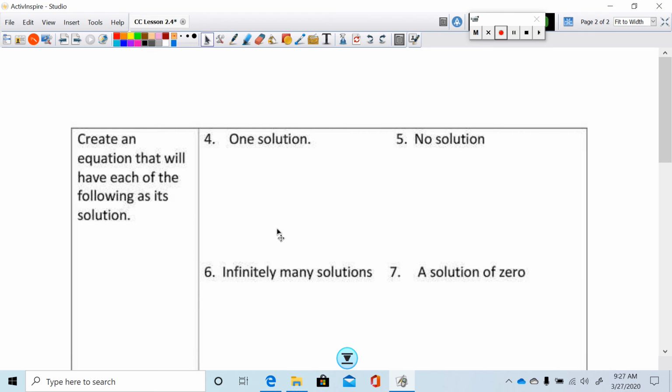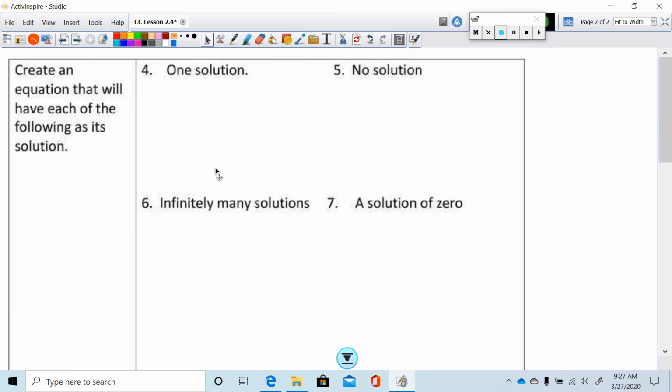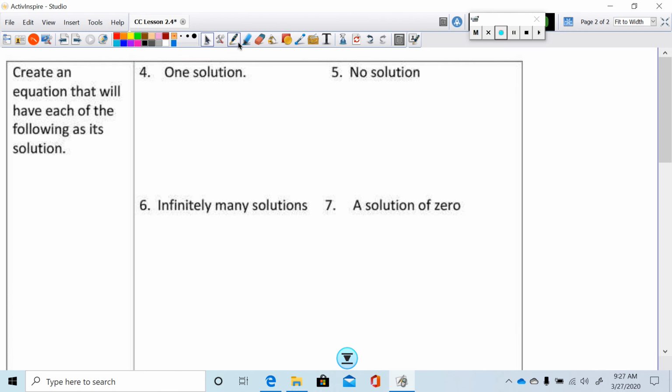Create an equation that will have each of the following as its solution. I'm just giving you a possible equation for each one of these. There's an infinite number of correct answers for these. If it has one solution, that's just one answer, okay? Your y's are not your variable. It can be x's, it can be y's. In this case, I did y's, but they're not going to be the same.